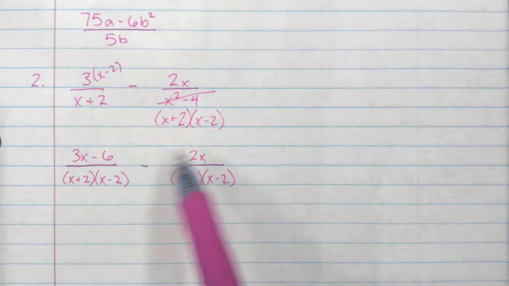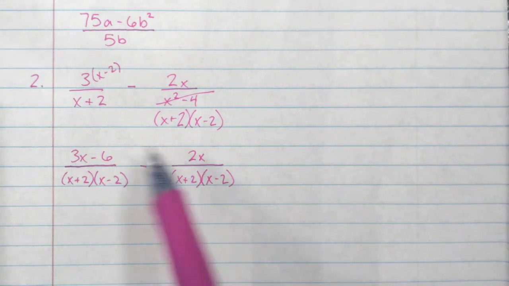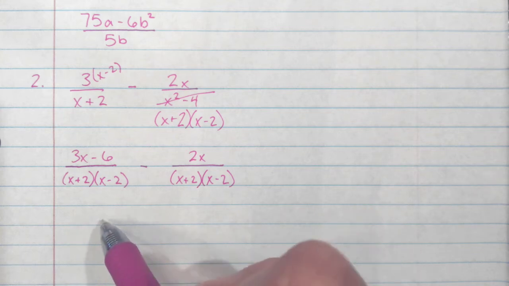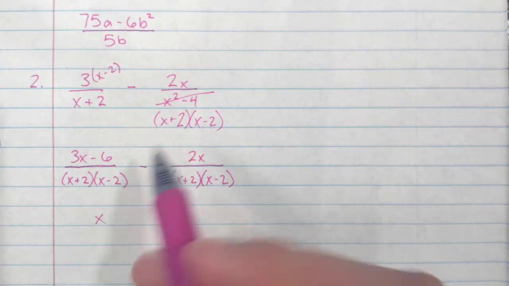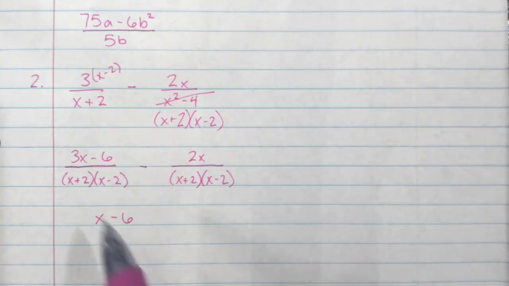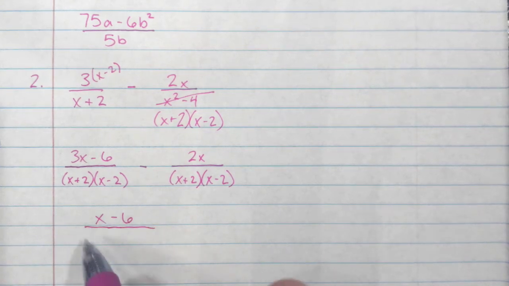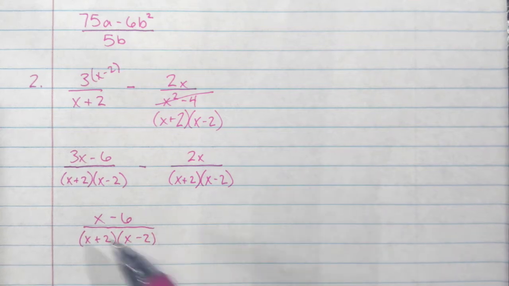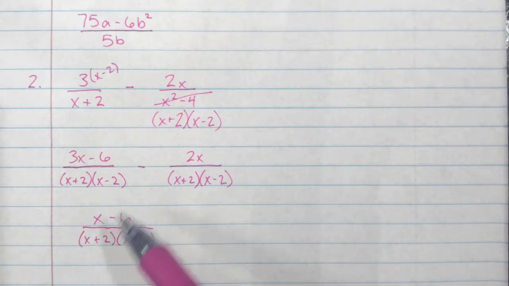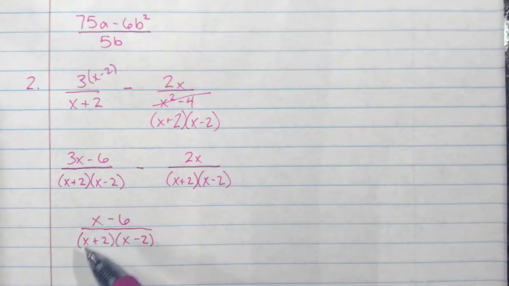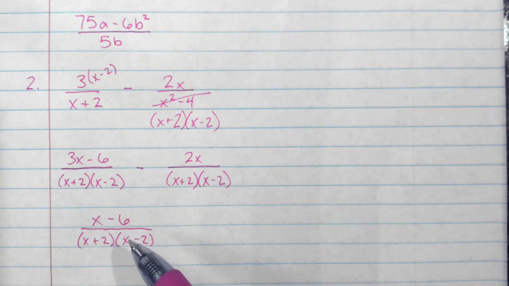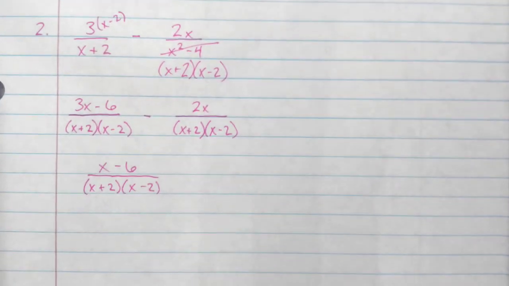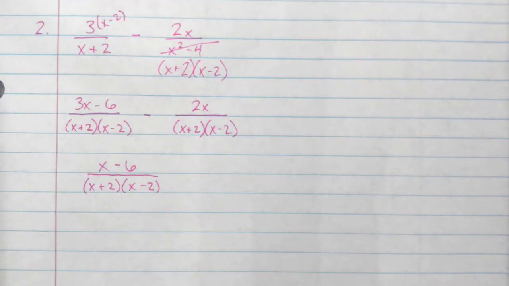So now we just do what the numerators say. We do have some like terms this time, so we would have 3x minus 2x, which is 1x, or just x. And then the minus 6 doesn't have anything to combine, so you're just going to rewrite that. And that's going to be over that denominator of x plus 2 times x minus 2. And there's nothing to cancel here. Remember, you can't cancel across addition or subtraction, so none of these x's can cancel each other out. And you can't reduce the 2 and the 6 either. So that's the final answer there.